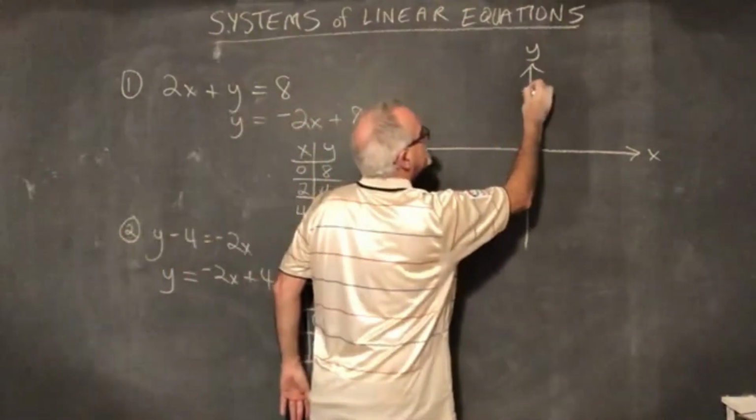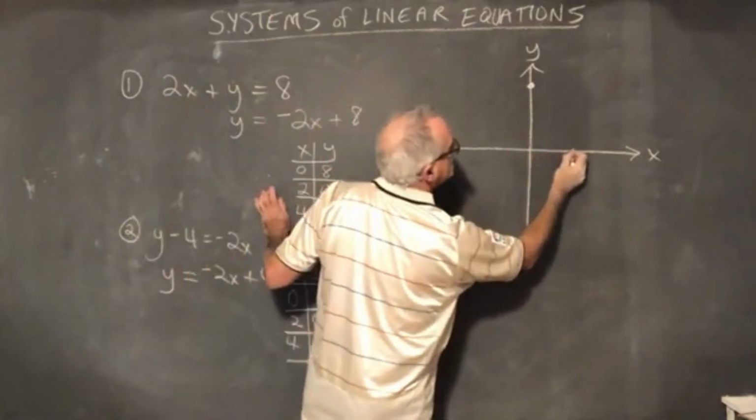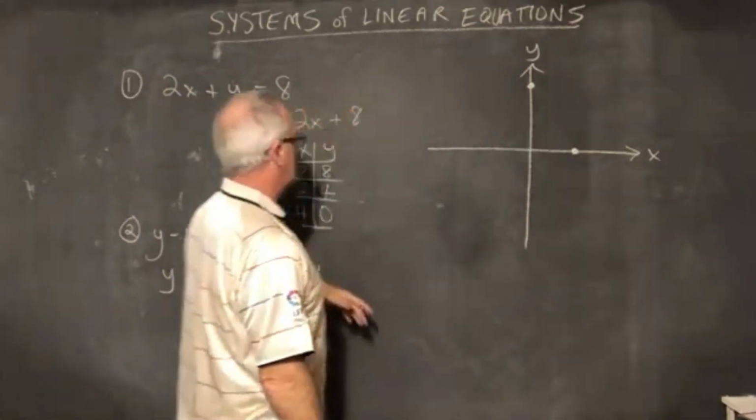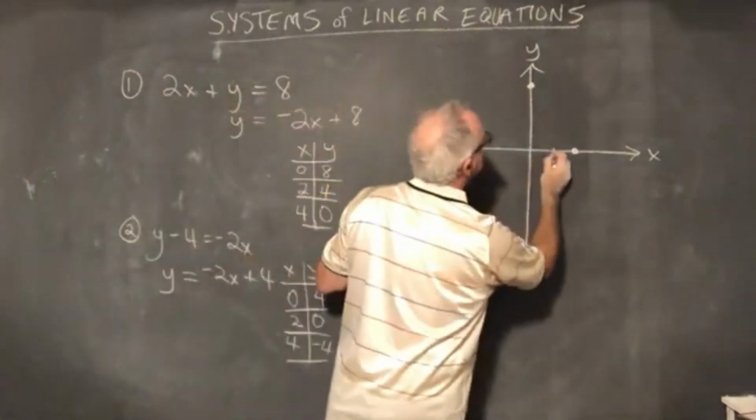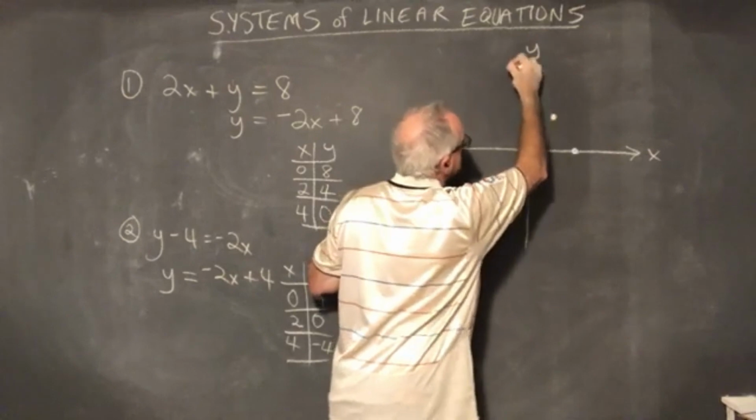(0, 8), let's put (0, 8) here. That means (4, 0) should be about here if I'm going to be consistent with how I scale my two axes. And (2, 4), of course, is going to be right there, and we can draw a line.